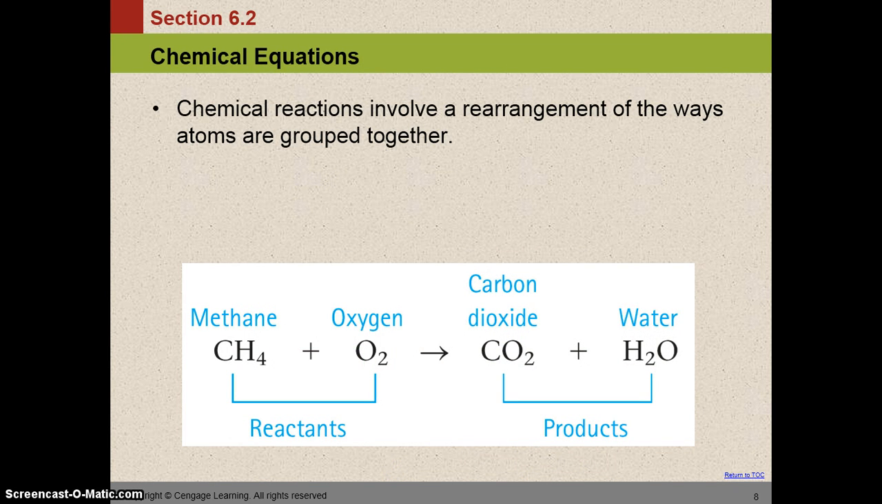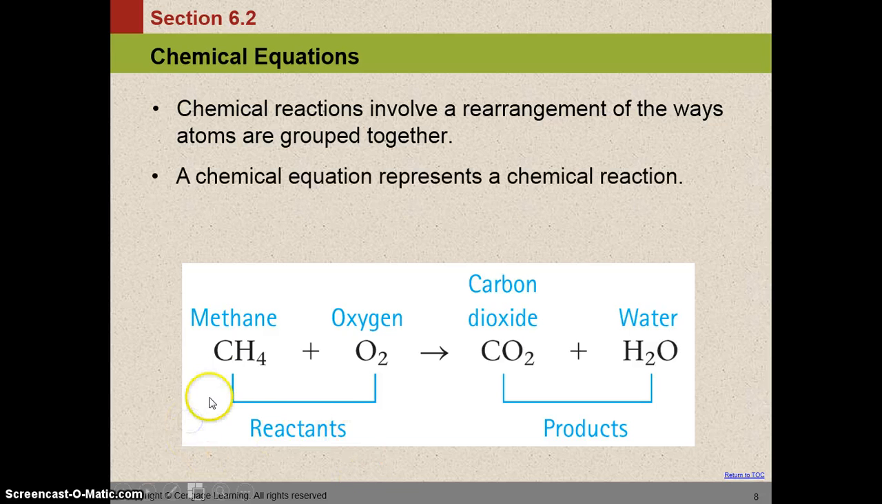Section 6.2 deals with identifying the parts of a chemical equation. Chemical reactions involve a rearrangement of the way the atoms are held together. So in this example, we have methane, which is CH4, added to oxygen. That's going to burn and produce carbon dioxide and water.